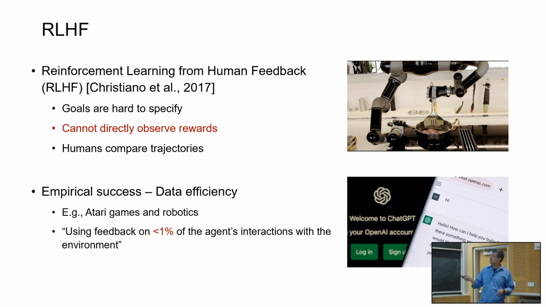So what Christiano et al. showed was, for many examples of Atari games and in examples in robotics, that if you just give less than 1% of what you observe an agent doing to a human, that information alone is sufficient to design good algorithms. Okay? The amount of human feedback that you need is relatively small compared to the total amount of data that you need to train a reinforcement learning algorithm. Okay?